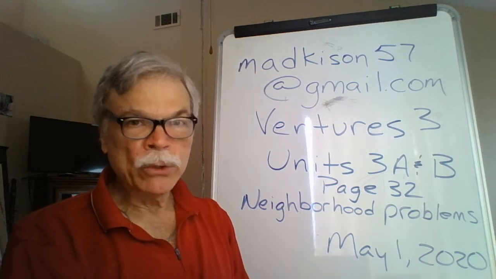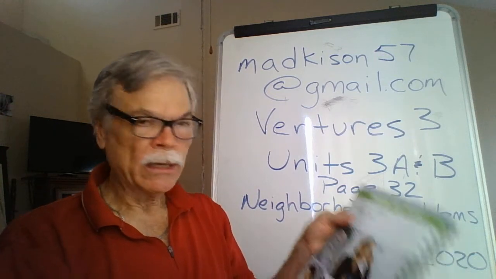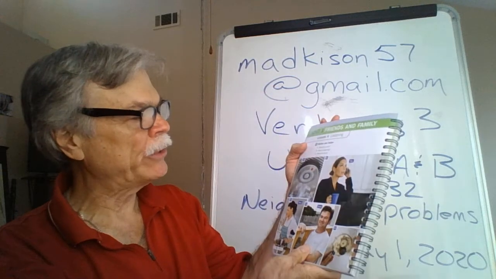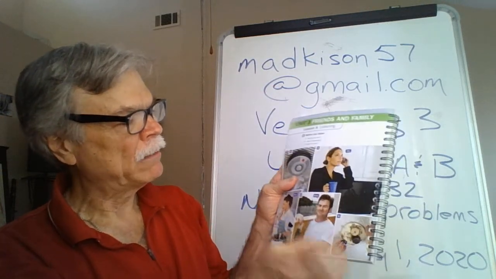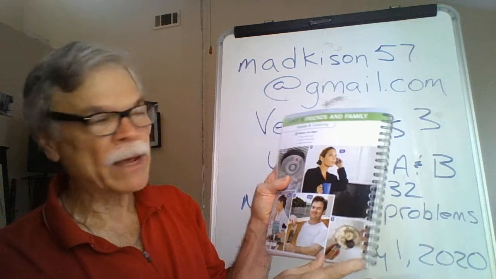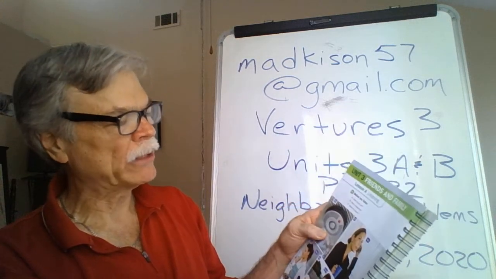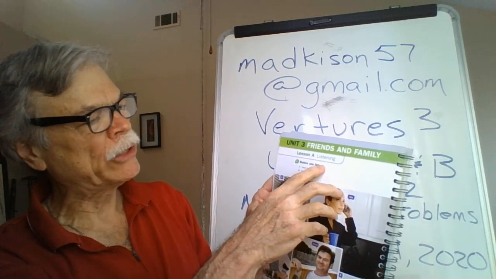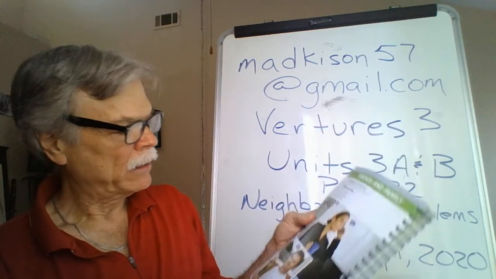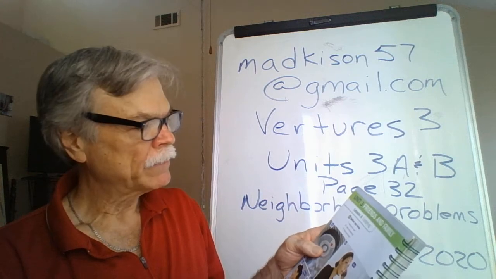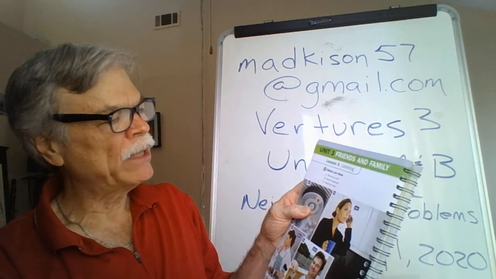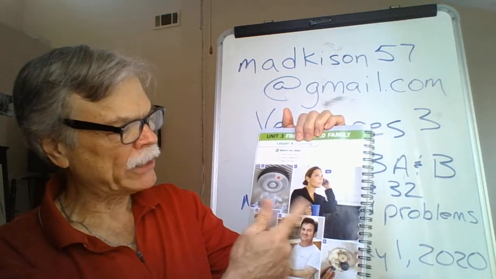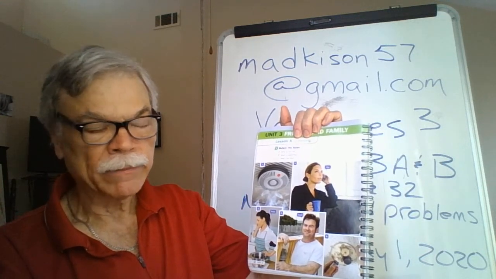Now, if you could turn to page 32 in the Ventures3 book, I'd like to look at these pictures 1 through 5 and ask you a few questions. So please open your book to page 32, the listening exercise. It says, before you listen, what do you see? So let's look at each of these pictures and describe what we see.